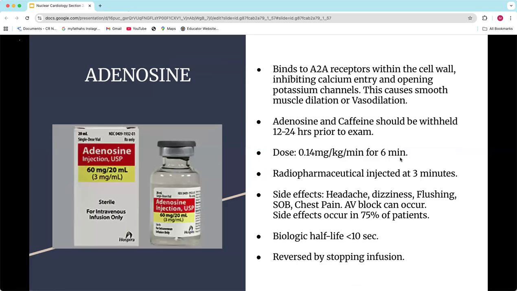We're going to start out with adenosine. So the way that adenosine works, and again, keep in mind with all these, what are we trying to do? We're trying to get that vasodilatation. So adenosine binds to the A2A receptors in the cell wall, and it inhibits calcium entry. And so if calcium is low, calcium is what brings everything back down. So you get an extra potassium there. What you're going to get is the cell wall relaxing, and that causes the dilation, right? So the cell wall relaxes, everything dilates out.